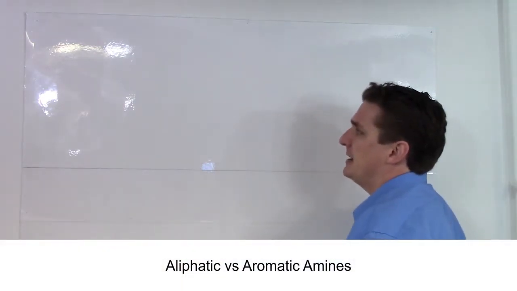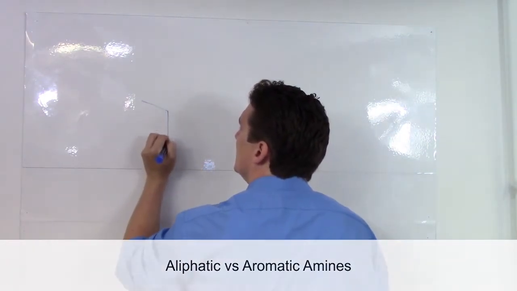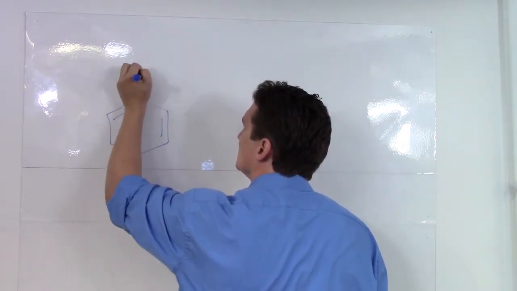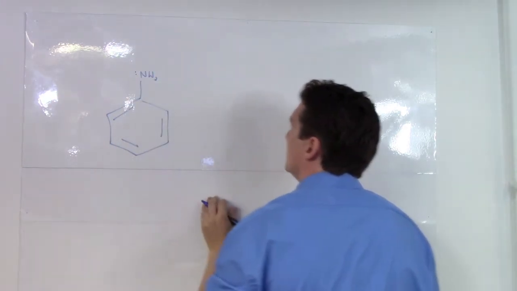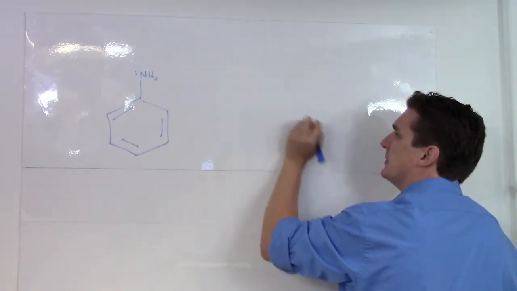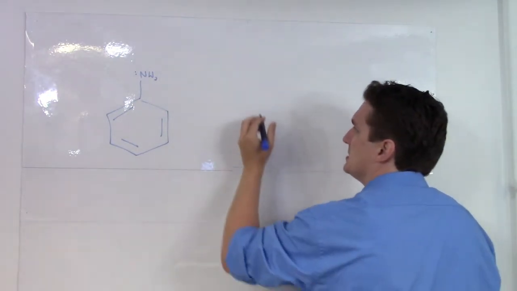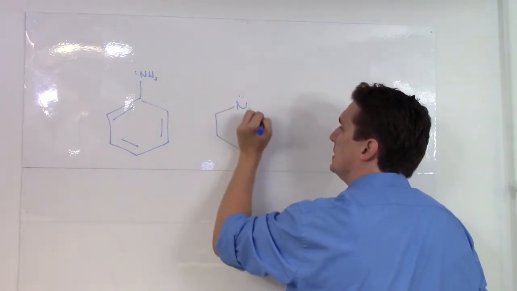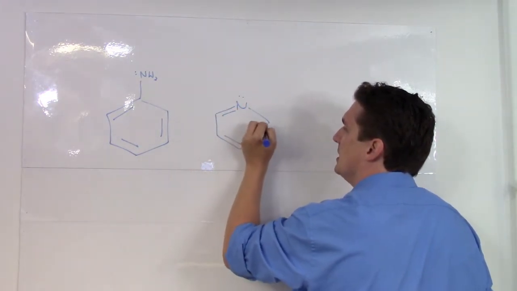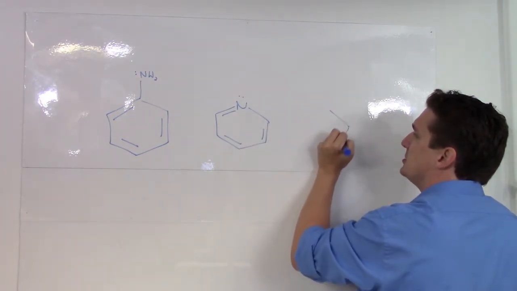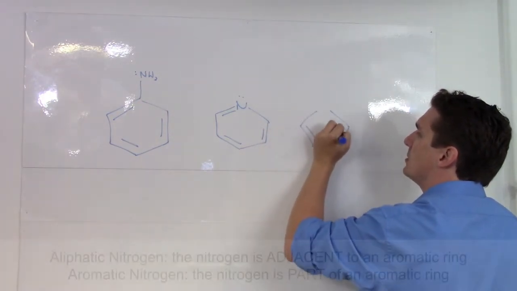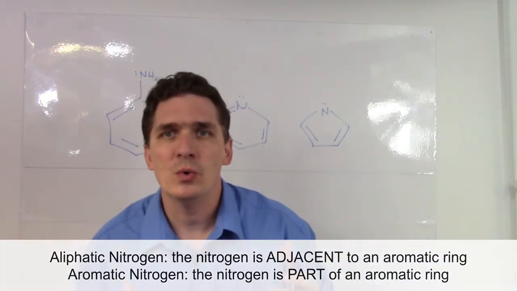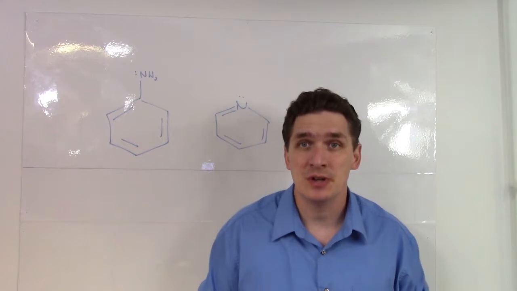So an aliphatic nitrogen is one that is adjacent to an aromatic ring versus an aromatic nitrogen. And within the aromatic nitrogen, there's two cases. An aromatic nitrogen in which the lone pairs are not involved in the aromaticity, and aromatic nitrogens where the lone pairs are involved in the aromaticity. So the question is, which of these are good bases and which ones are not?